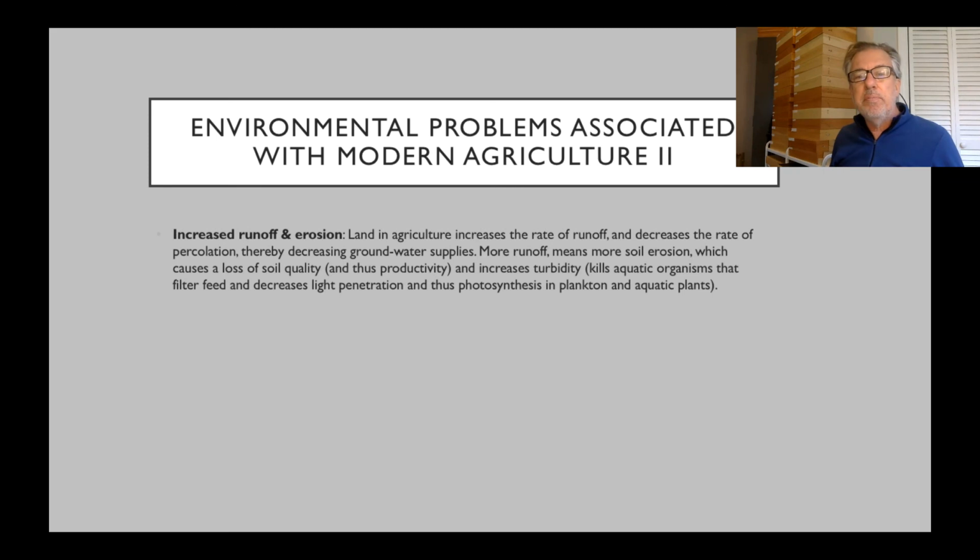More runoff, more soil erosion. More soil erosion decreases the quality and therefore the productivity of soil. And it also increases the turbidity of water, which kills aquatic organisms, decreases light penetration, and therefore decreases photosynthesis in aquatic plankton and aquatic plants.